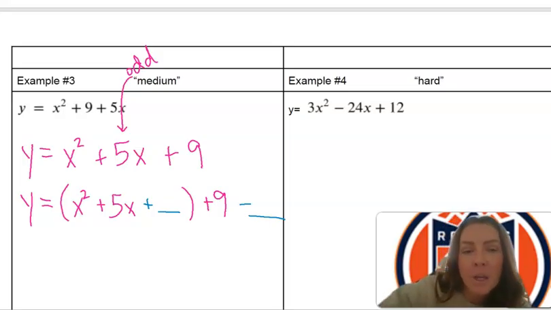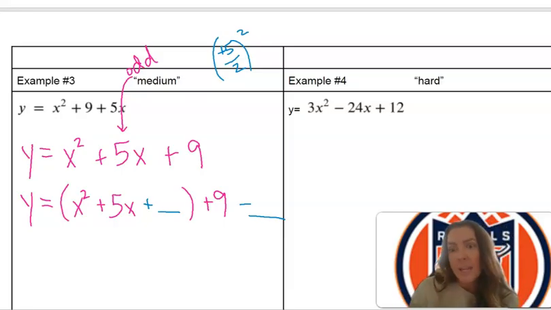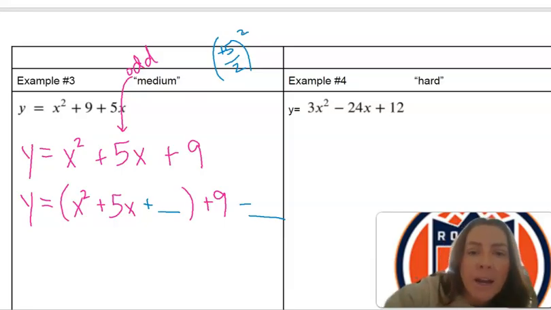All right, so let's figure out what goes on the blank. So we're going to take positive 5 divided by 2 and square it. Now, I'm going to do it both ways. So if I keep the fraction, we square the 5 to get 25 and square the 2. 2 times 2 is 4. And so that's what would go on each blank.